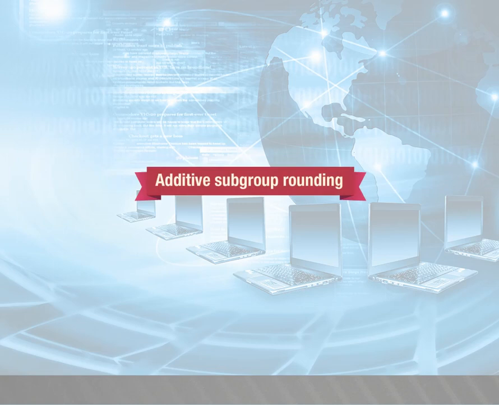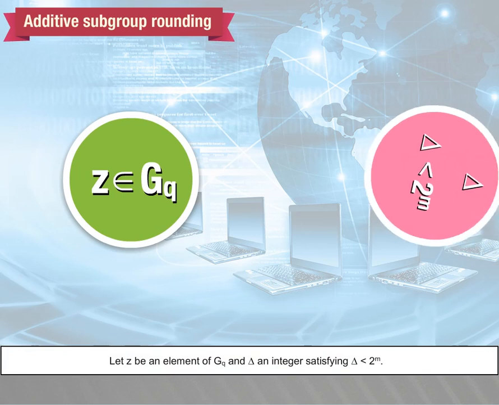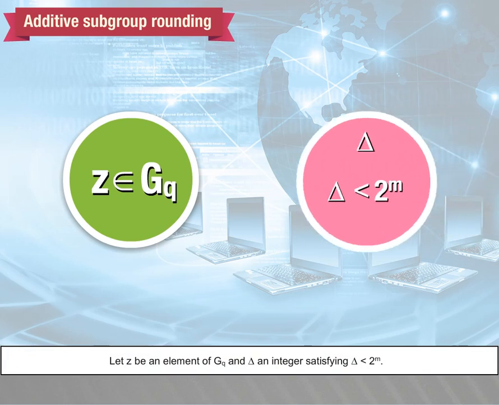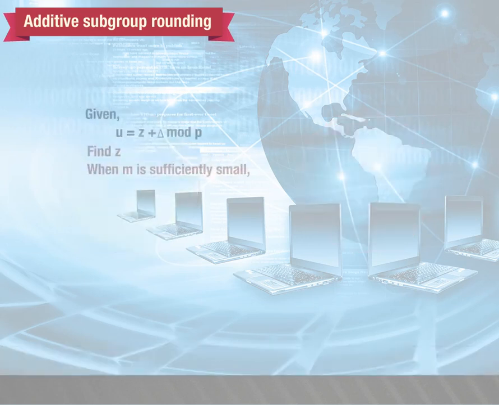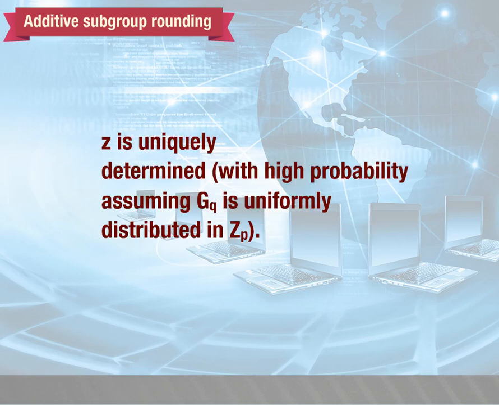Additive subgroup rounding. Let z be an element of Gq and delta an integer satisfying delta less than 2 power m. Given u equals z plus delta mod p, find z. When m is sufficiently small, z is uniquely determined with high probability, assuming Gq is uniformly distributed in Zp*.